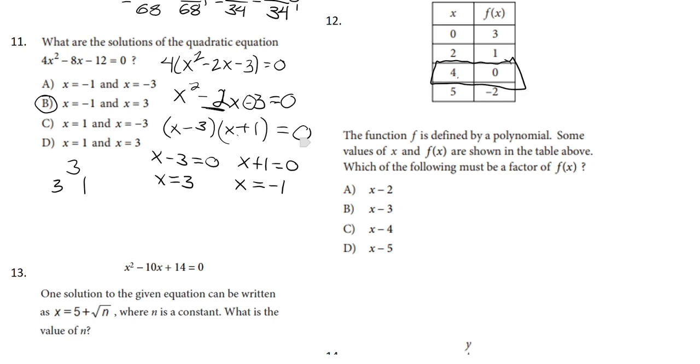So since the x value of 4 results in the y being 0, we need to see which one of these factors, when we plug x equals 4 into it, gives us 0. For A, 4 minus 2 is 2. For B, 4 minus 3 is 1. And for C, 4 minus 4 gives us 0. So it has to be C.